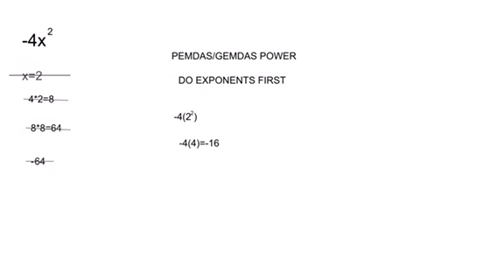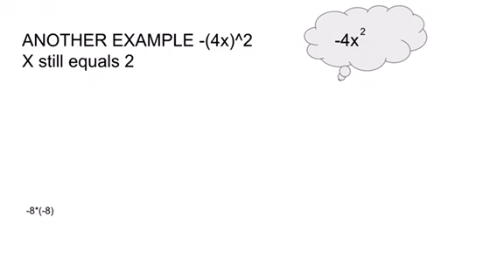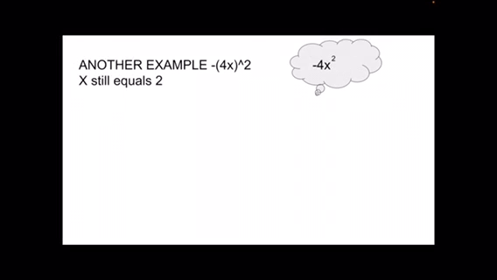Okay, think you've got it down? Pop quiz. Another example. Negative 4x to the power of 2, except this time the 4x is in parentheses. Okay, x still equals 2. Hey, you might say, isn't this the same problem as before? You'd be wrong. Same thing. Start with PEMDAS.